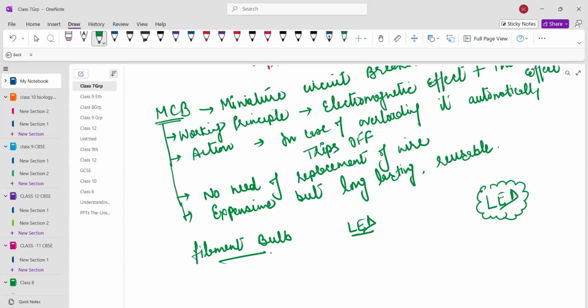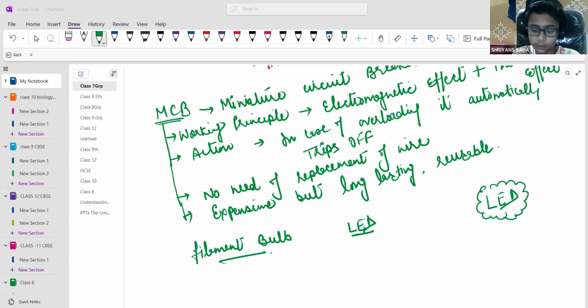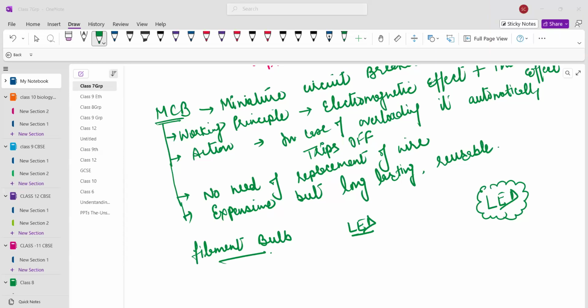What is the working principle of filament bulb? The heating effect of electricity. And the working principle of your LED is electroluminescence.